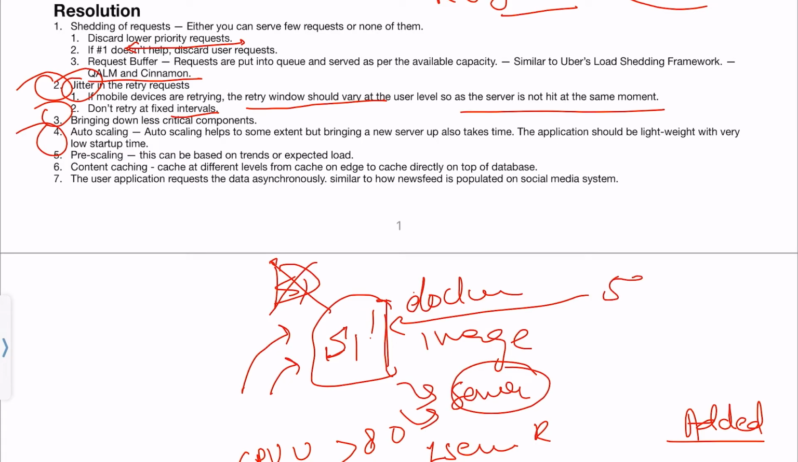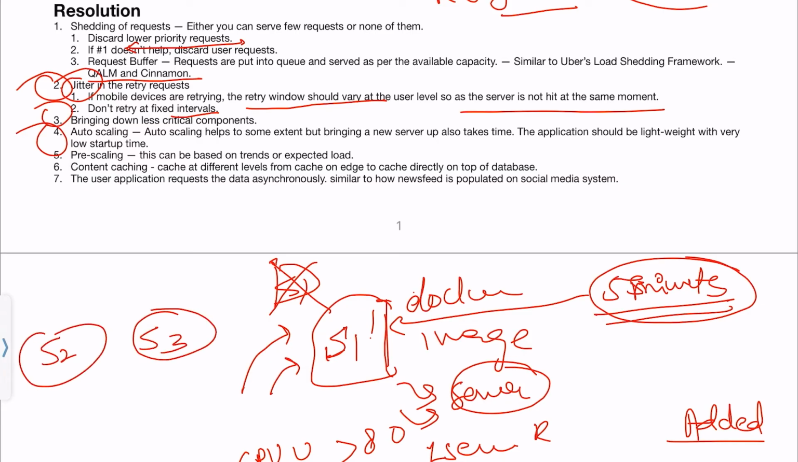So let's say this takes 5 seconds. Now 5 seconds is very little time. Let's say it takes 5 minutes. Till these 5 minutes, you only have two servers, s2 and s3. s1 dash is still in processing state, which is coming up. So if the requests come in at the same time, auto scaling might not save you.